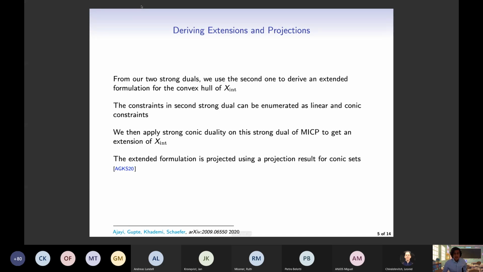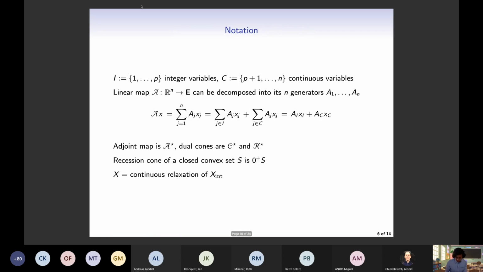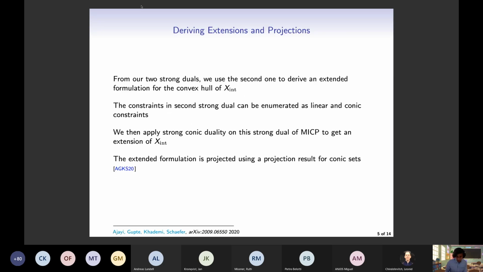And so basically, you have this strong dual for MICP. You take the continuous conic dual of that, and then you can show that after doing that, you get an extended formulation for X int, which was your mixed integer conic set. And then finally, to get this characterization of valid inequalities in the original space, we use a projection result from our companion paper.